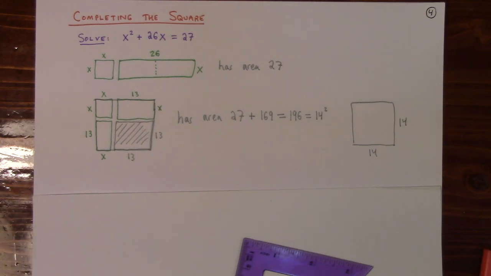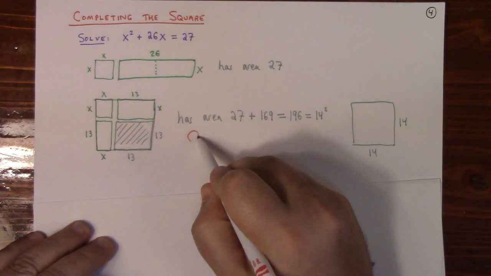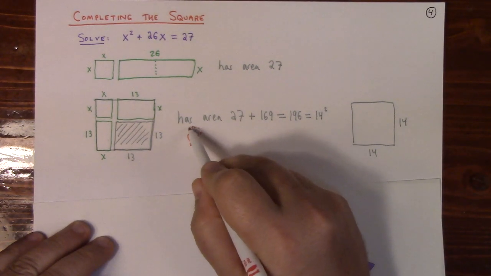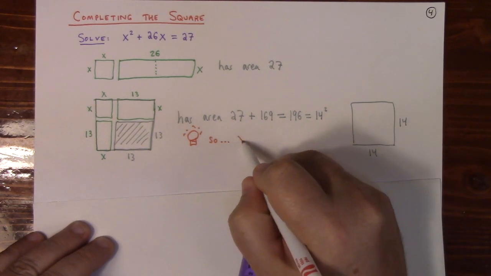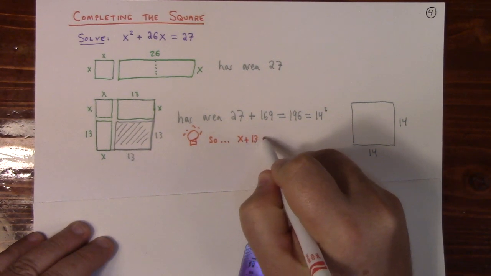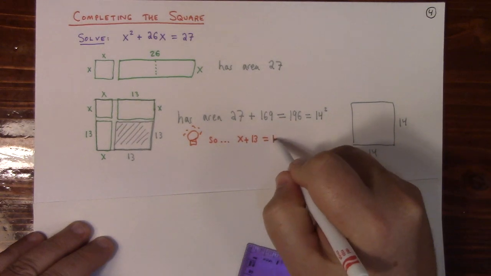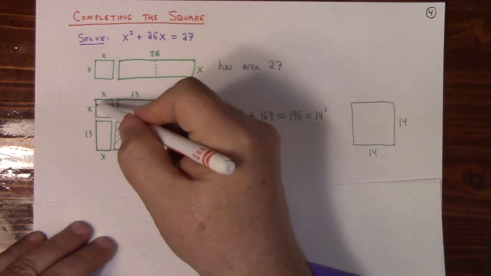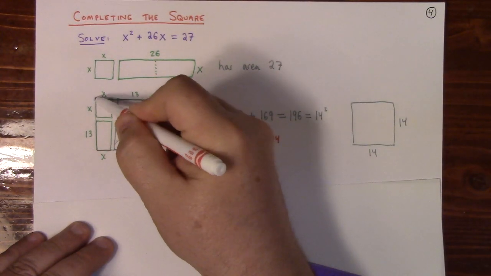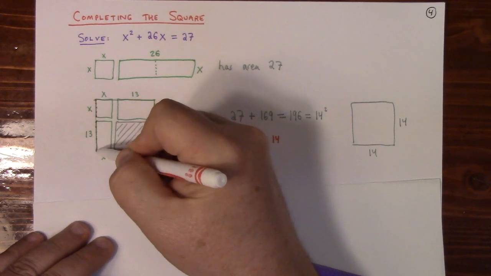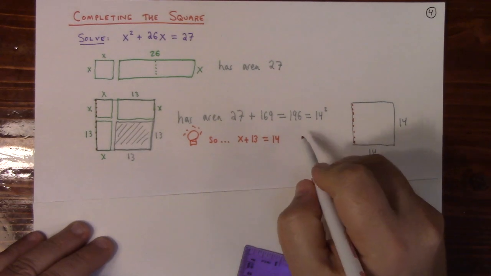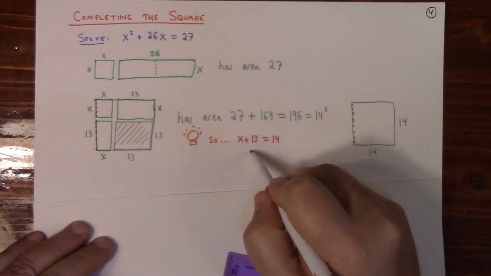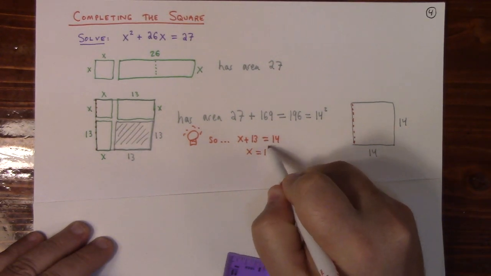You're like, oh, wait a minute. Aha. So you're like, aha, I have a thought, right? So x plus 13 must be equal to 14, right? I mean, you could look at, say, this side right here, and compare it to this side over here, right? Same square. So what's that tell me? x is equal to 1. Aha.